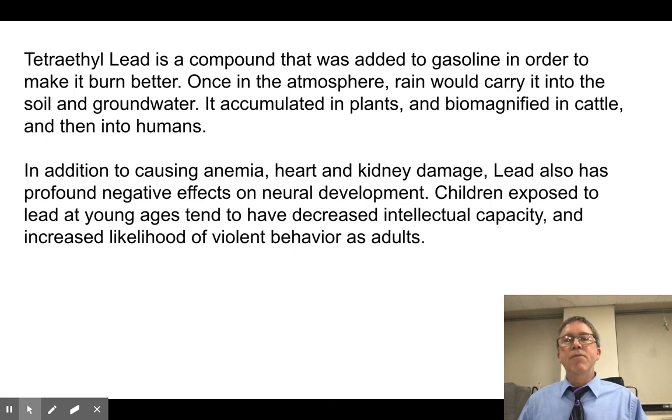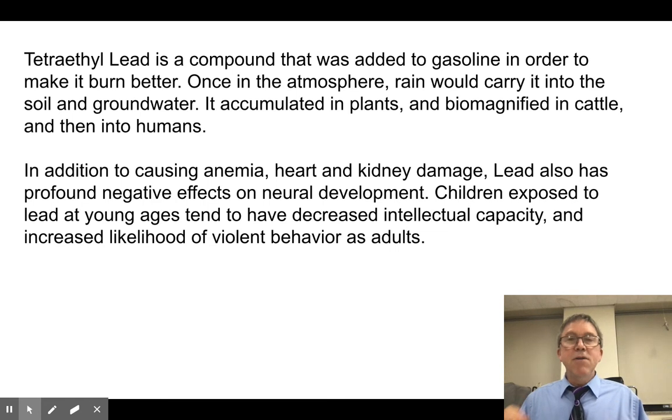But the problem was it came out of the exhaust of cars, and then the rain carried it into the soil. Once it got in the soil, it accumulated in the roots of plants, and then it gets into the groundwater. So people are drinking it in. The cattle eat it, and it becomes incorporated into the tissues of the cattle. It's fat soluble, and so the people who ate the cattle, people who ate the plants, they just started accumulating lead.